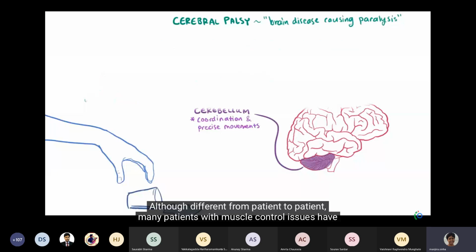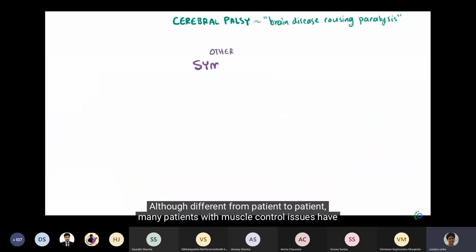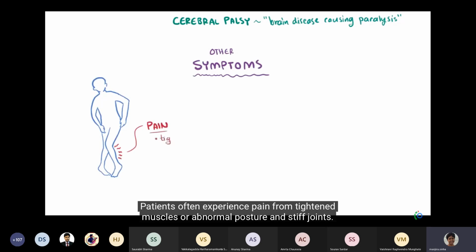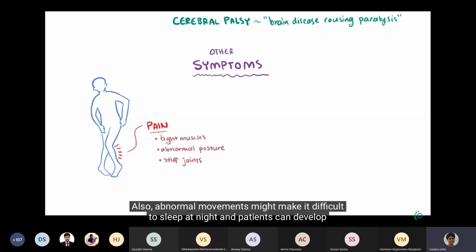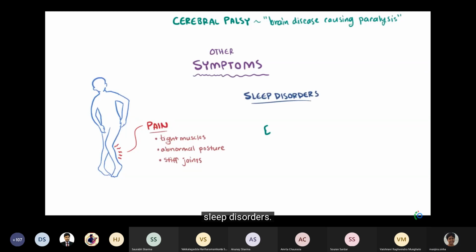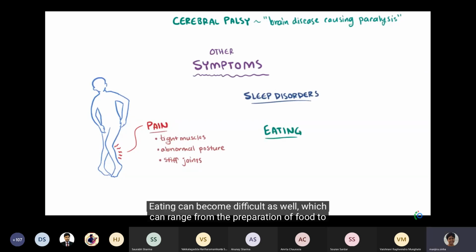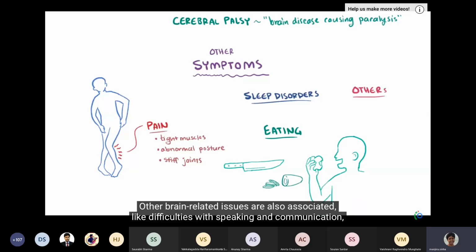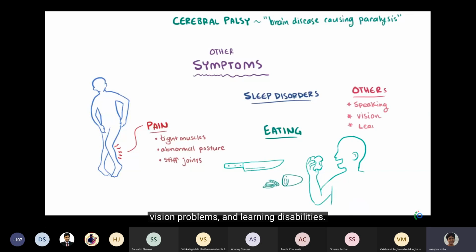Although different from patient to patient, many patients with muscle control issues have other symptoms as well. Patients often experience pain from tightened muscles or abnormal posture and stiff joints. Also, abnormal movements might make it difficult to sleep at night, and patients can develop sleep disorders. Even eating can become difficult as well, which can range from the preparation of food to the action of chewing and swallowing the food. Other brain-related issues are also associated, like difficulties with speaking and communication, vision problems, and learning disabilities.